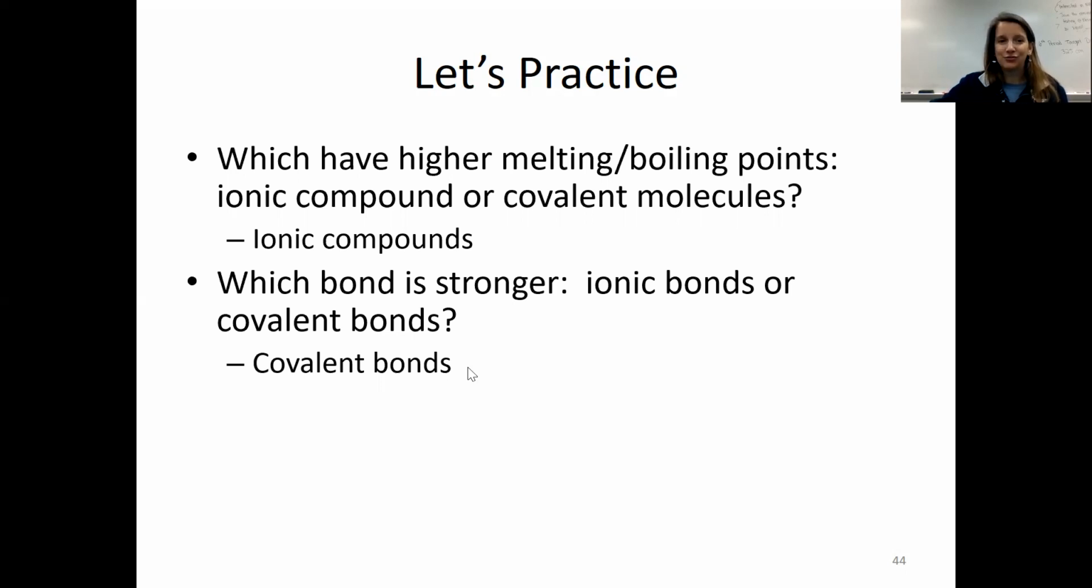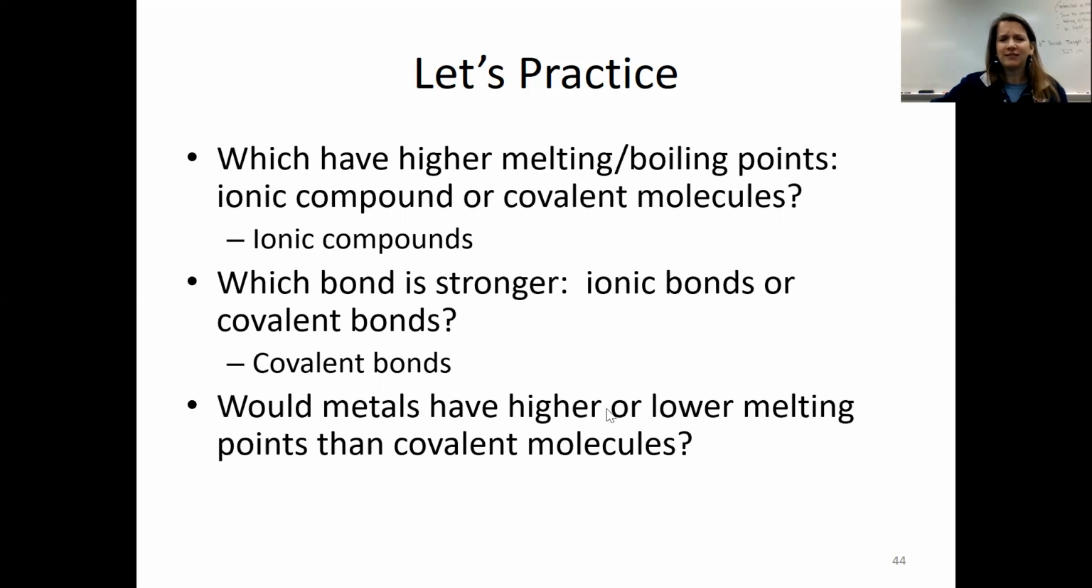So ionic bonds are stronger. Would metals have higher or lower melting points than the covalent molecules? They're going to have a higher melting point or a higher boiling point because the metallic bond is stronger than those covalent intermolecular forces, okay?